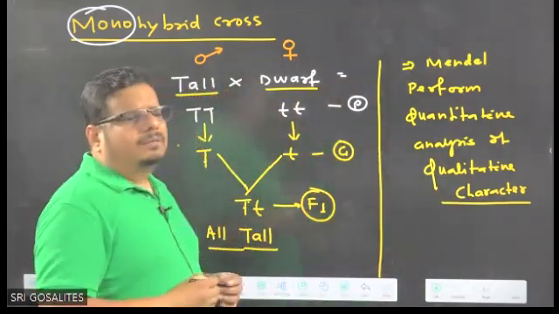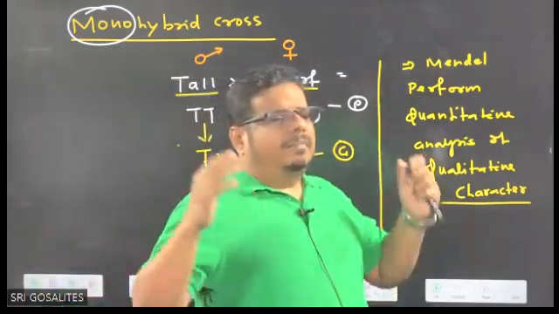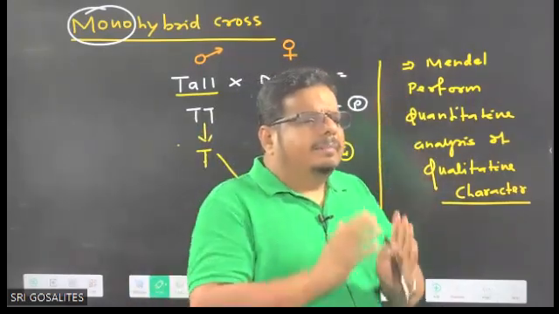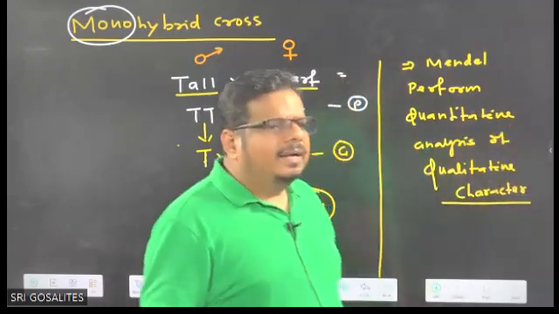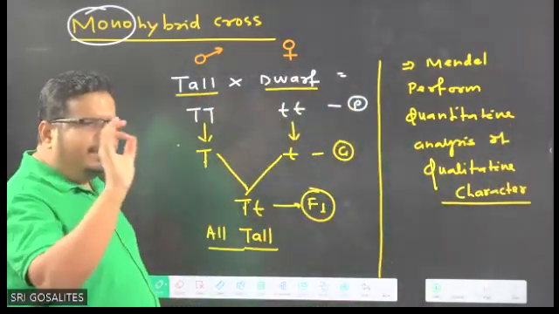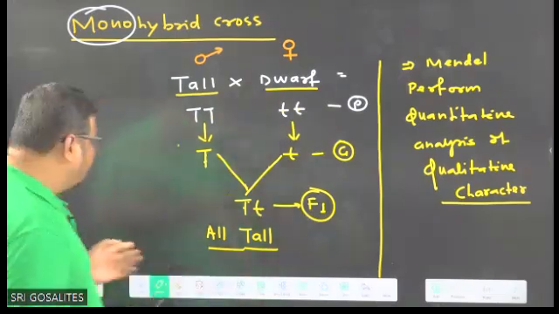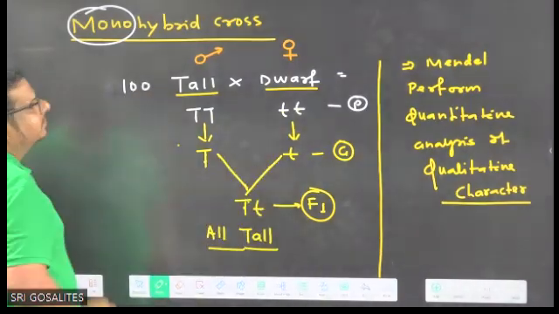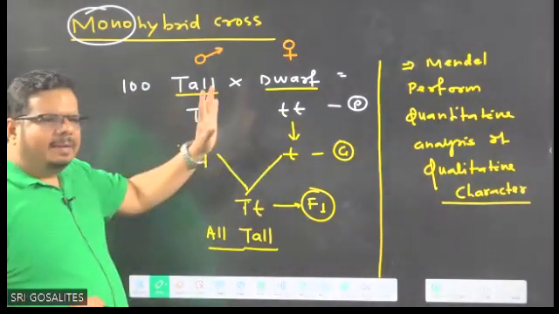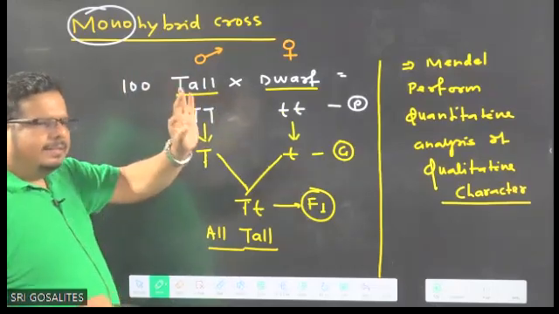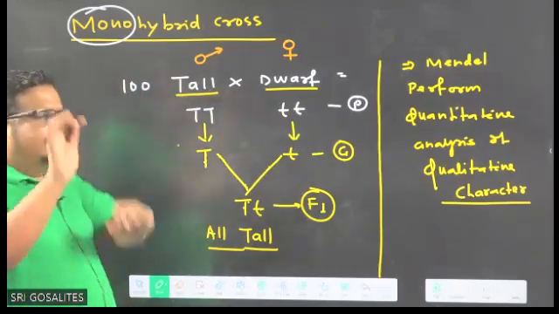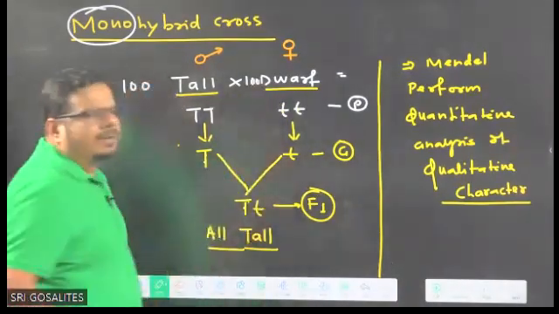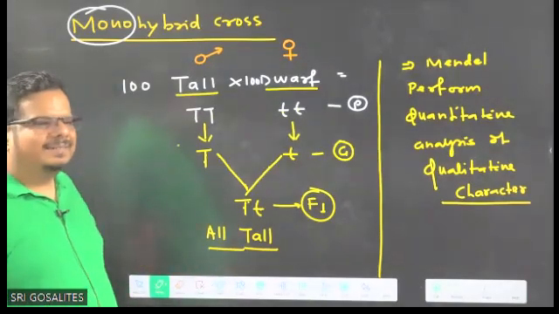Quantitative analysis means what? Mendel made the same cross, you can say many copies of the same cross. It is just an example I am telling, I don't want to confuse you more. Here you look. Suppose that Mendel had taken 100 tall plants. Assume, it is simply an example. He did not take 100. I am just telling you so you can get a better idea. And suppose that he had taken how many dwarf plants? 100 dwarf plants. Assume a situation.